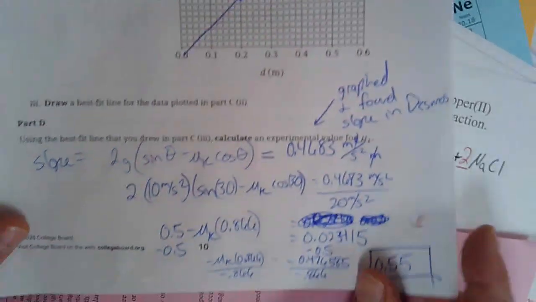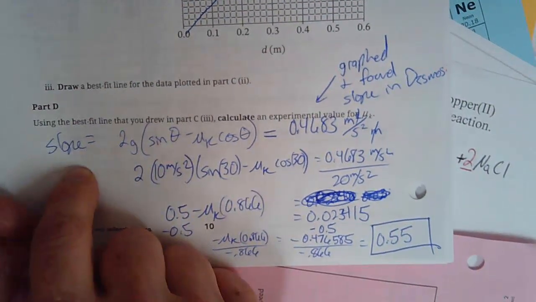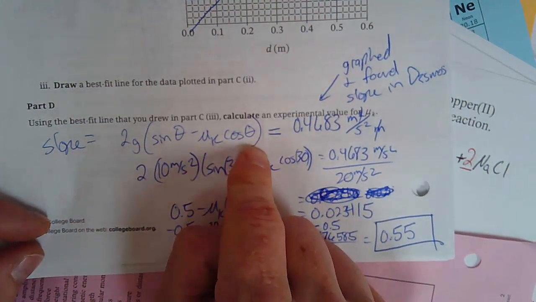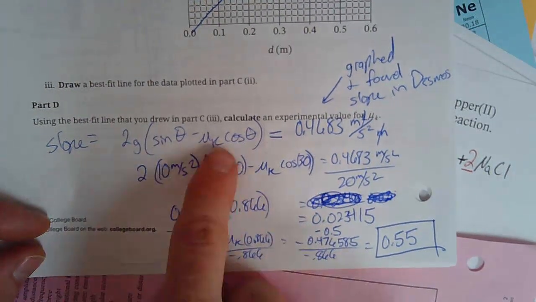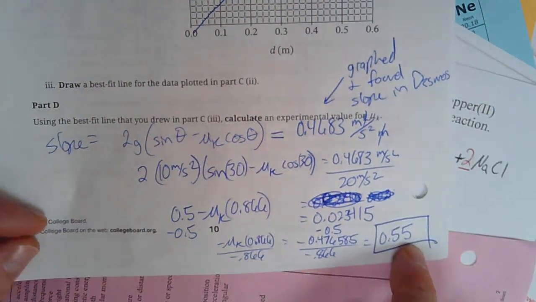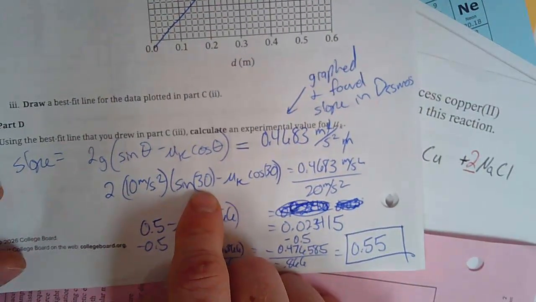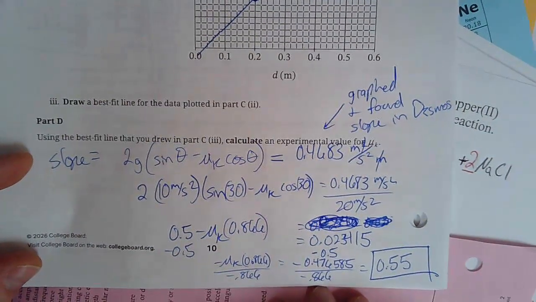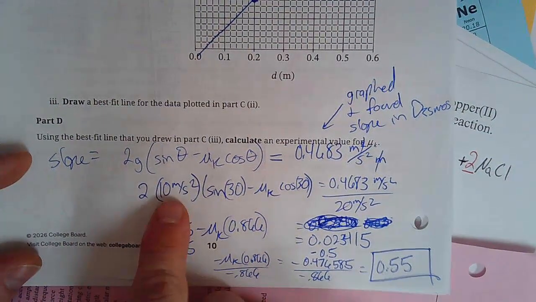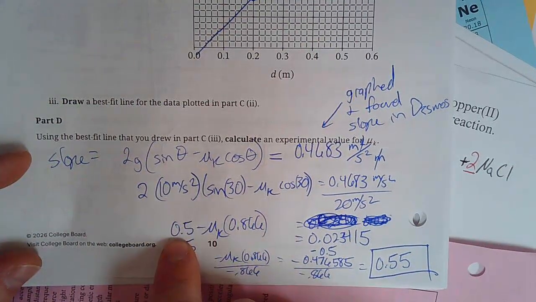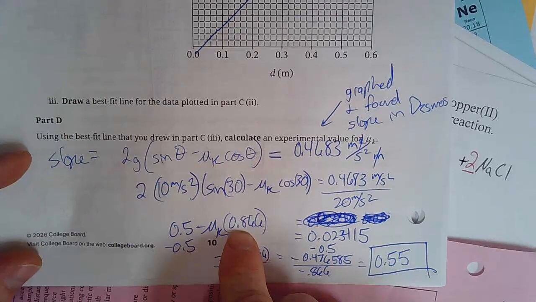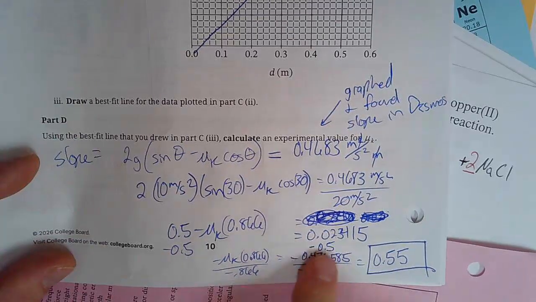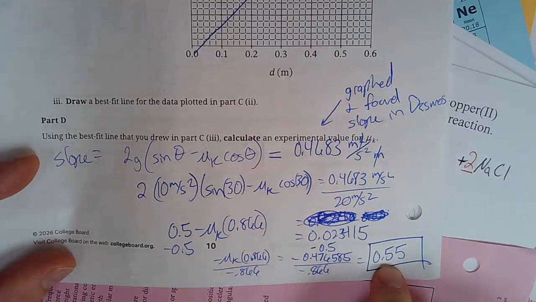Part D, at least tell them the slope equals the thing, like 2g sine theta minus mu k cosine of theta. That's worth a point. And then the other point is for finally figuring out it's 0.55. Basically what I did here is I didn't even try to do any symbol algebra. I just started plugging in numbers immediately. Sine of theta is 0.5, cosine of 30 is 0.866 something. And you just algebra your way through this and eventually end up with 0.55.